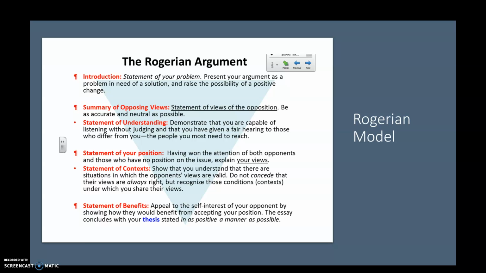After you state your position, you'll talk about context, and you'll show that you understand that there are situations in which the opponent's views are valid. You don't concede that their views are always right, but you recognize that there are contexts under which you share their view. And then you talk about a statement of benefits, an appeal to the self-interest of your opponent by showing how they would benefit from accepting your position. The essay concludes with your thesis stated in as positive a manner as possible.